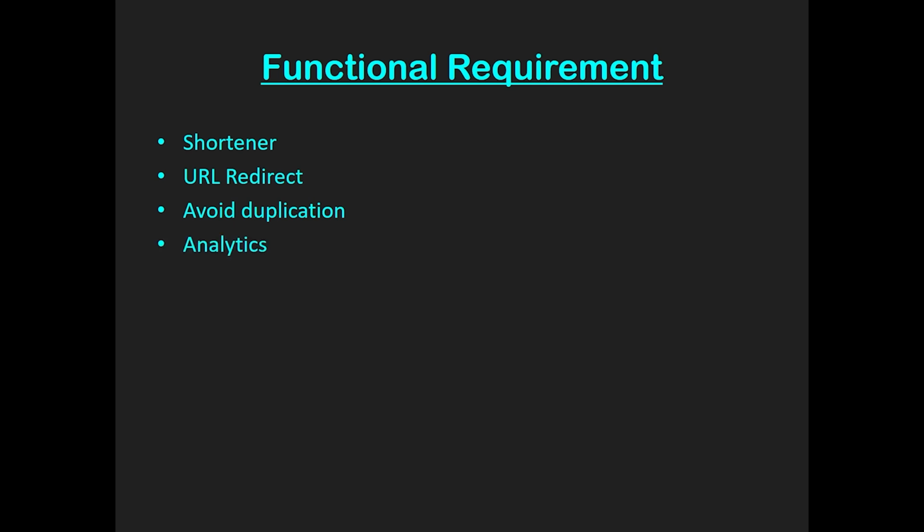Then we have analytics. It tracks who clicked, like from where and when. Scary but cool. Because it will keep track of how many times the link is getting clicked or where it is being shared. You can keep a track of that. And then speed. The system should be fast, like get out of a WhatsApp group fast.